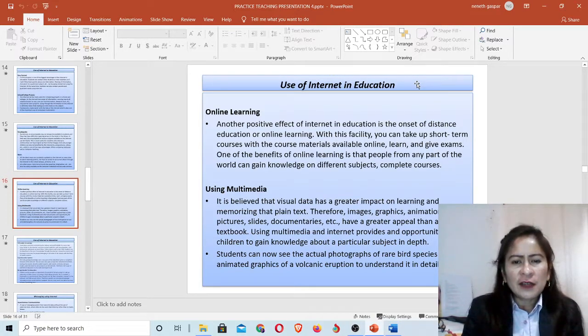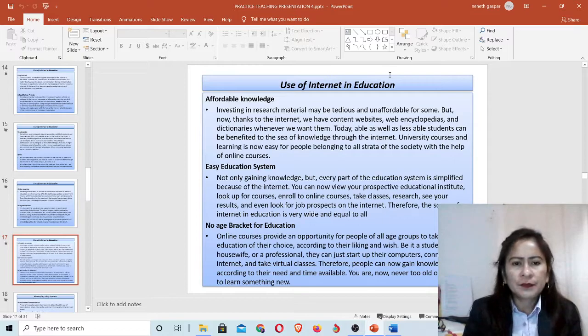Using multimedia. It is believed that visual data has a greater impact on learning and memorizing than plain text. Therefore, images, graphic animation, pictures, slides, and documentaries have a greater appeal than a plain textbook. Using multimedia and the Internet provides an opportunity for children to gain knowledge about a particular subject in depth. Students can now see the actual photograph of rare birds and species, or see animated graphics of a volcanic eruption and understand it in detail. This is the use of multimedia.